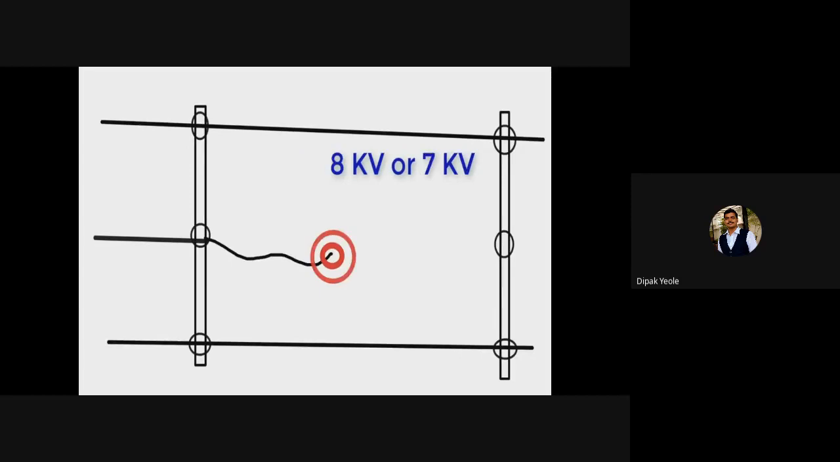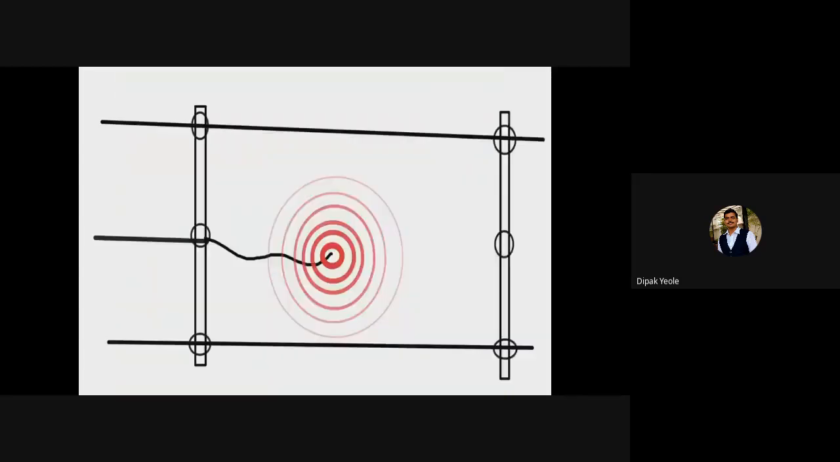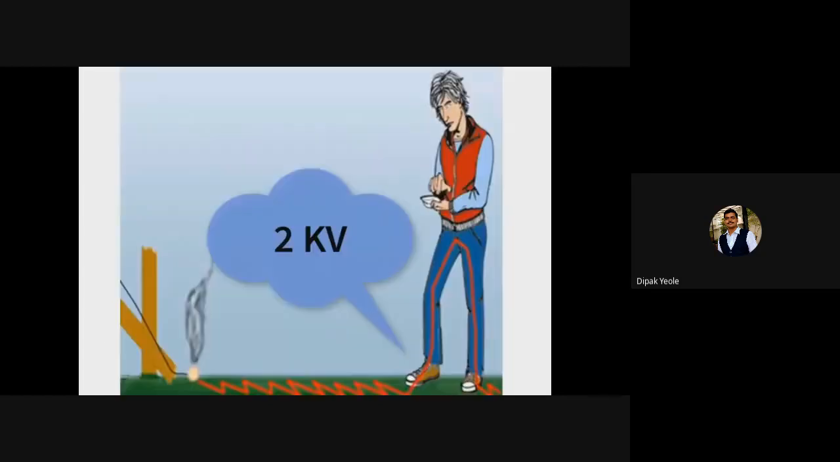After that, 8 kilovolt to 7 kilovolt. At its periphery, the voltage can be around 5 kilovolt. If a person who is looking at his mobile comes in contact with that particular conductor, then one foot can be in the range of 2 kilovolt.